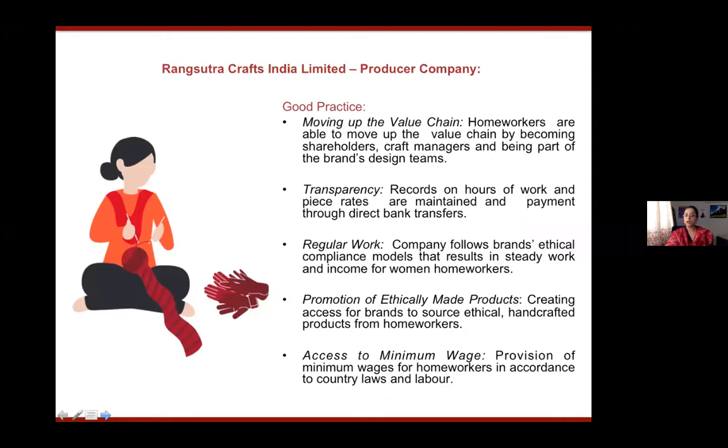This is of Rangasutra, which is a producer company. And some of the good practices that they have, like moving up the value chain, where home workers have access to move up the value chain. There's greater transparency in the supply chain. They have regular work. They promote ethically made products and are able to get minimum wages.